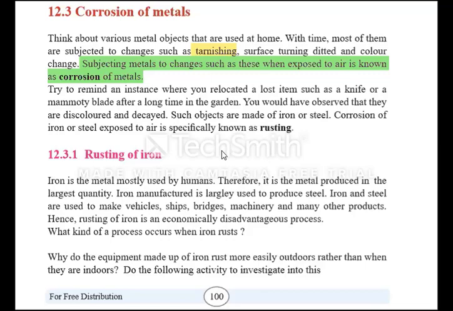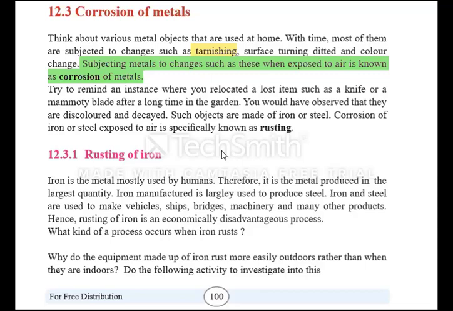Now, let's talk about rusting of iron. Iron is the metal which is used mostly by human beings, so it is produced in large quantities. Iron is also used to produce steel. As you all know, steel is an alloy made up of a mixture of metals. Iron and steel can be used to make vehicles, the skeleton of the vehicle, ships, bridges, machinery, and many other equipment and products that we use in day-to-day life.